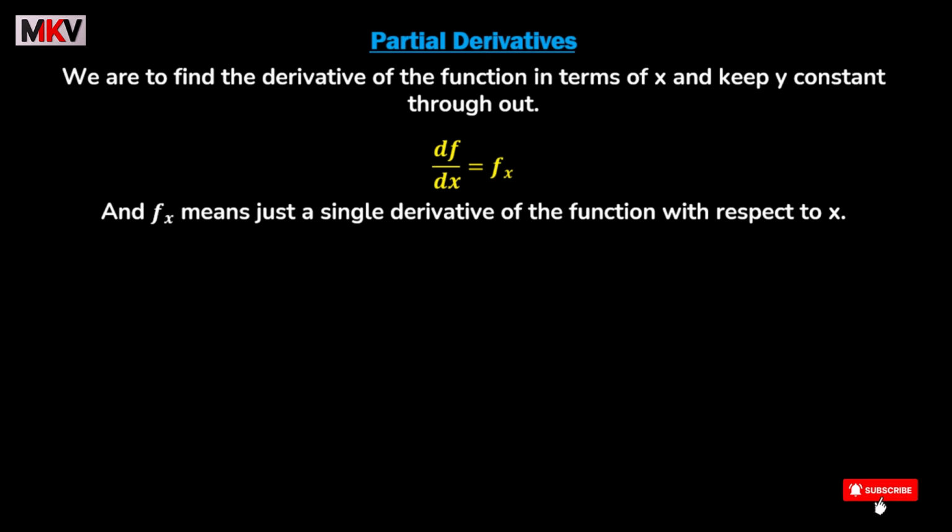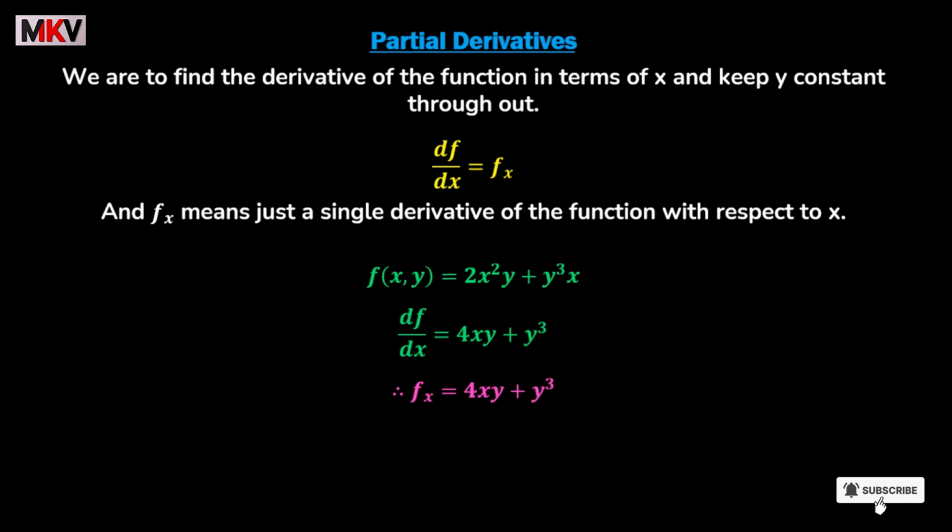We can have higher order derivatives, that is second order, third order, and so on. So f sub x is to find the derivative of the function with respect to x for just one order, just the first order. Now let's look at how we will solve the problem with respect to x. f of x y is equal to 2x squared y plus y cubed x. This is the question, and we are finding f sub x.